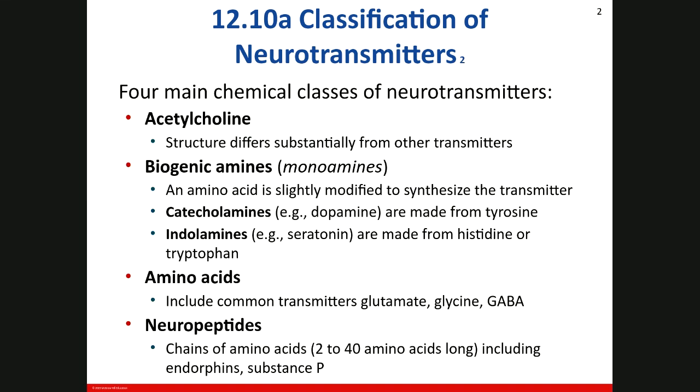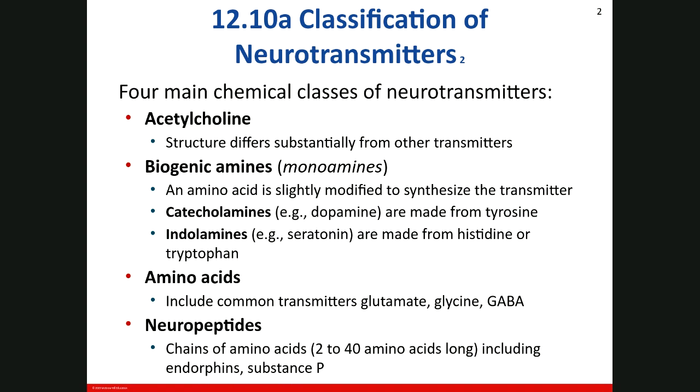The structure of acetylcholine differs from other transmitters. The biogenic amine is an amino acid which is slightly modified to synthesize the transmitter. We have two different types of biogenic amine. One of them is called catecholamines, like dopamine. They are made from tyrosine. The other one is called indolamines, like serotonin, and they are made from histidine or tryptophan.